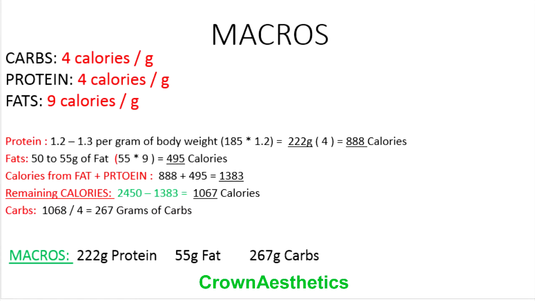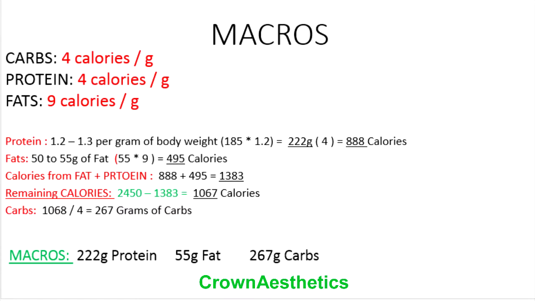digit body fat. Now, for this person, I use 185 pounds and I multiplied by 1.2 and I got 222 grams of protein. That means this person needs to hit 222 grams of protein. And what you want to do next is multiply that number by 4 to see how many calories are in the amount of protein he's getting. So after I do that, I get 888 calories for protein intake.